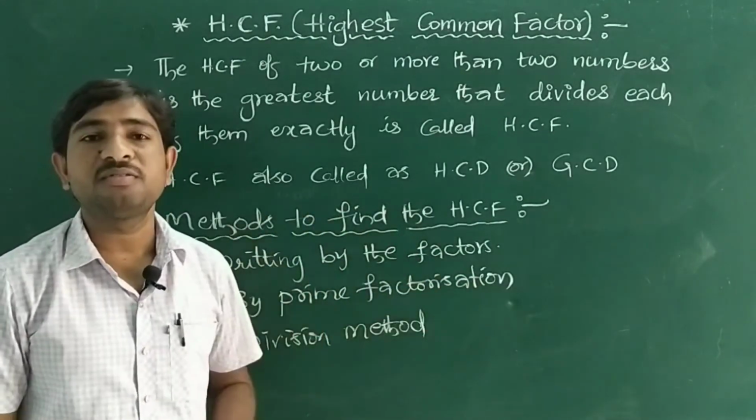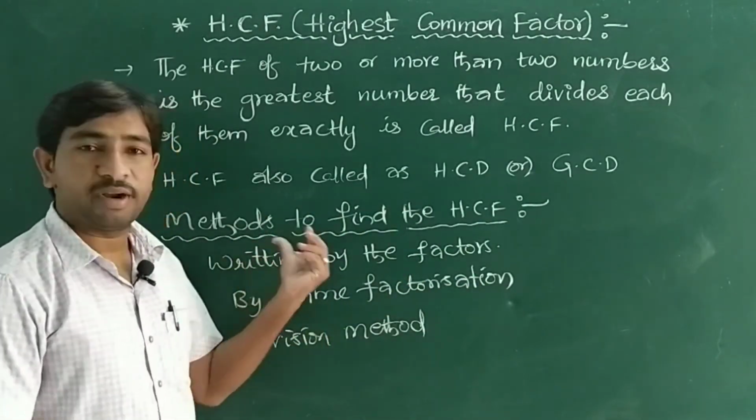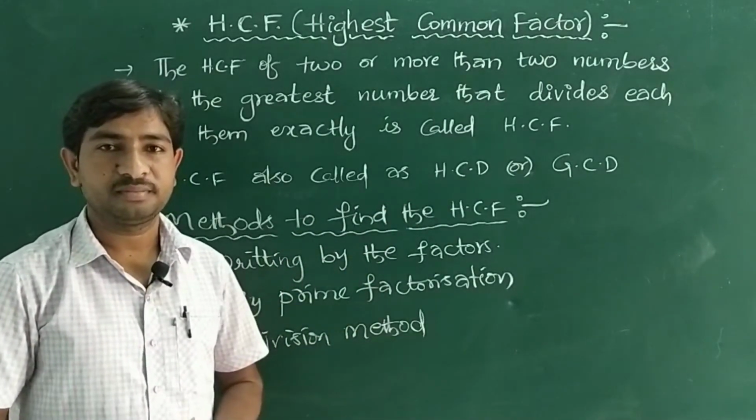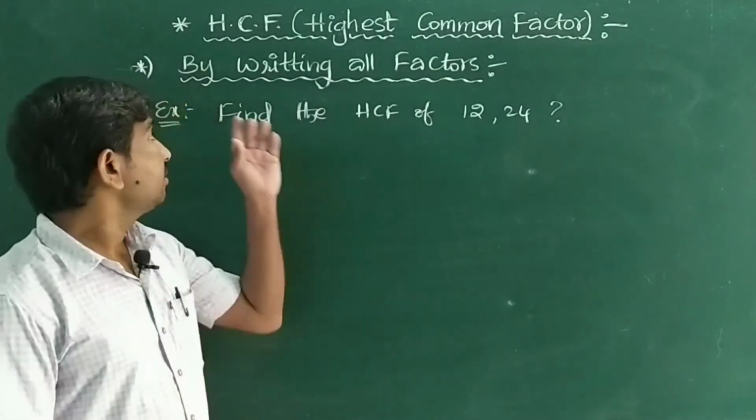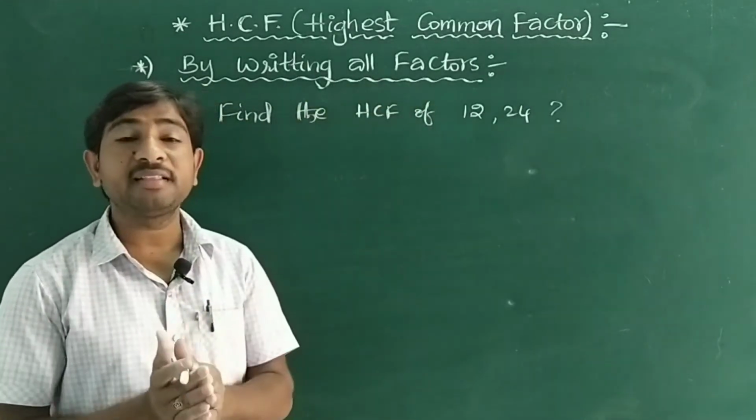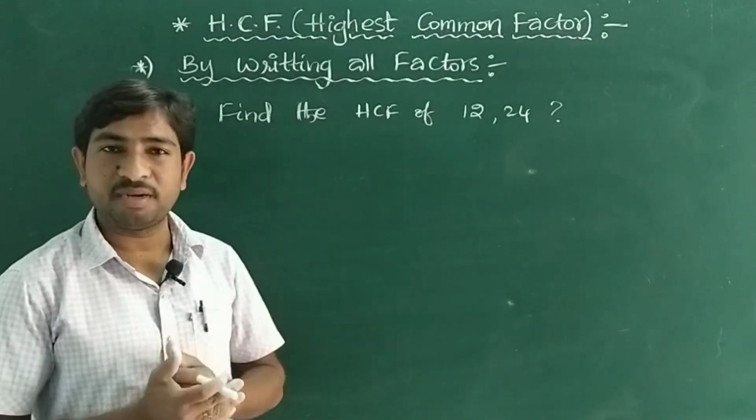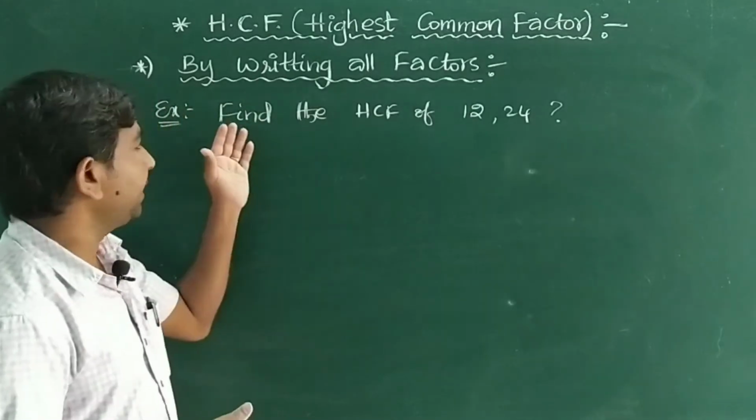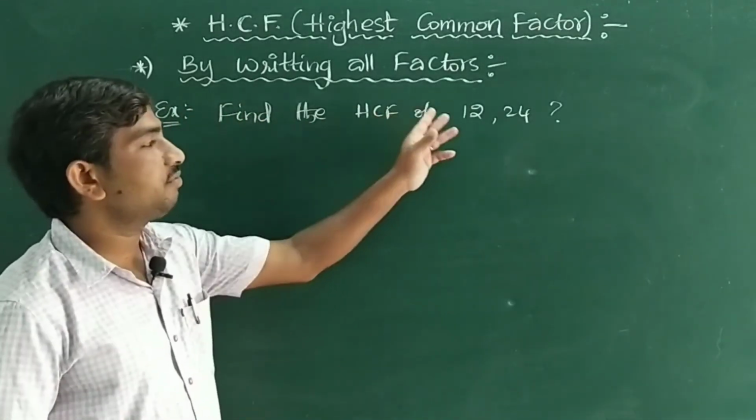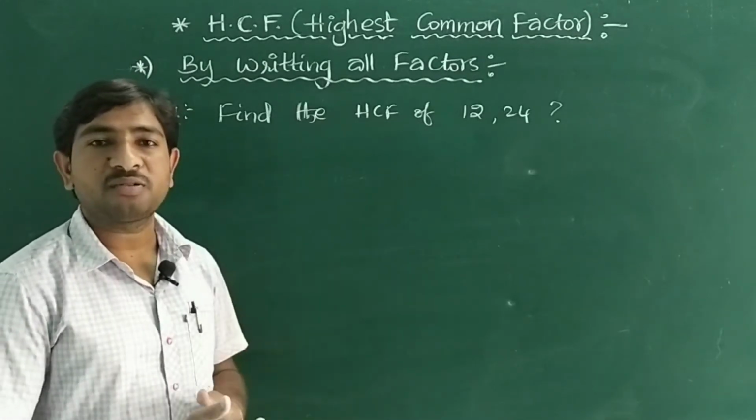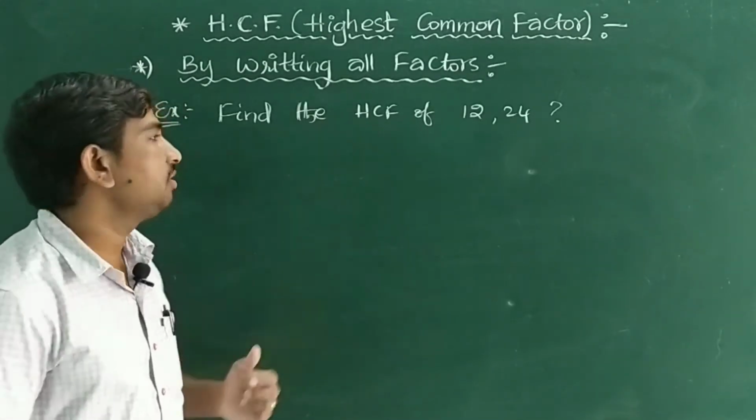Now I will explain the first method, writing the factors. By writing all the factors of the given numbers, we can find the HCF. Now let us see an example problem. Find the HCF of 12, 24. First of all, we have to write the factors of 12 as well as 24.